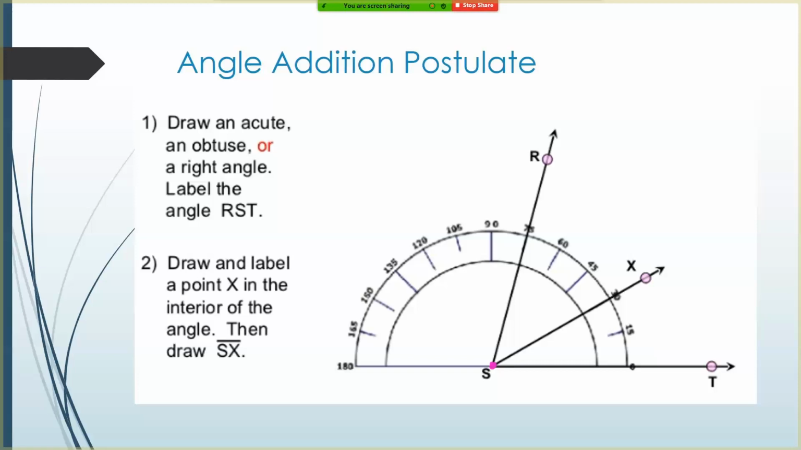Then we're going to take our protractor. See this little hole at the bottom? Everybody has a little hole at the bottom. I want you to put that on point S. When you put that on point S, see that little line? I want you to line it up with your bottom line. If your lines don't go all the way through the top of your protractor, you're going to have to extend it.